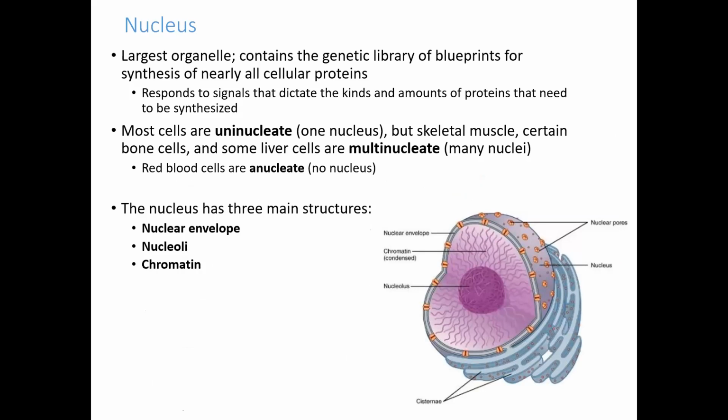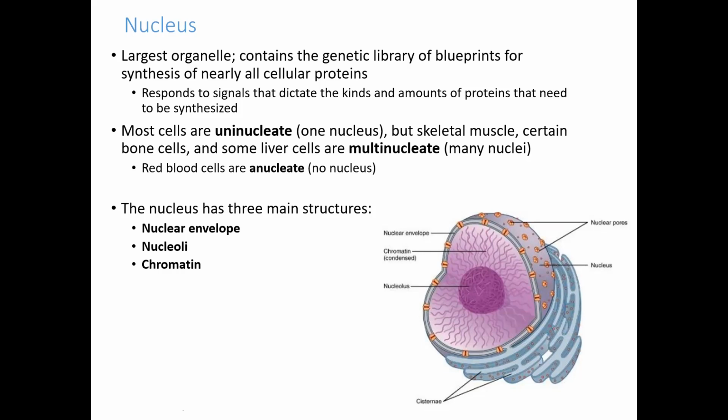Okay, so now let's take a look at the largest organelle in our cells. This is the nucleus. Every cell has a nucleus except red blood cells. Red blood cells had a nucleus for a while, but before they get released from the bone marrow, they kick that nucleus out so they can have more room to carry hemoglobin, meaning they can carry more oxygen.